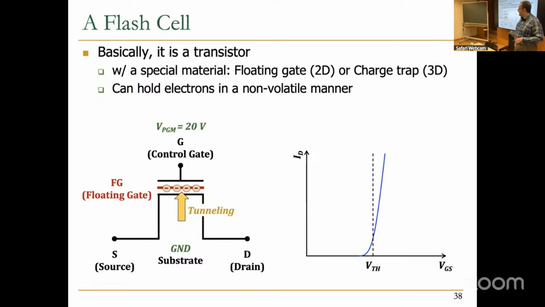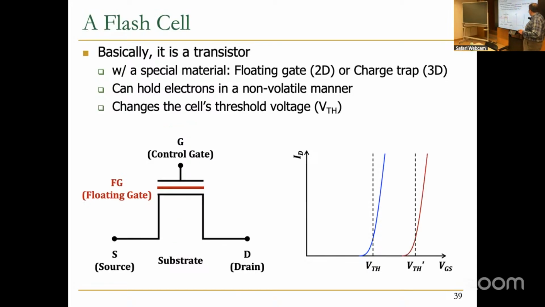So when you want to turn on your transistor, you need to apply a higher gate-source voltage. Because of these electrons that are trapped here, the threshold voltage of your transistor is going to be higher. That's the key difference here that makes flash memory work. So this is your nominal threshold voltage. When you program your flash memory by applying this high voltage, you're going to have a higher threshold voltage. So now you can apply a reference voltage as a gate-source voltage.